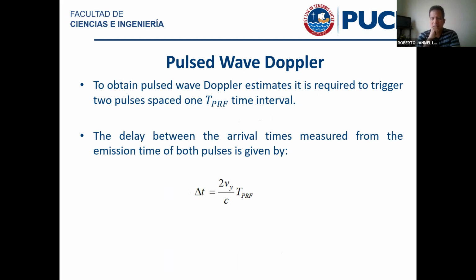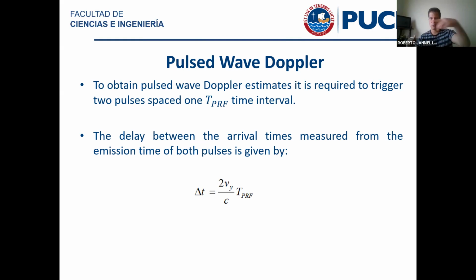Now, technically speaking, if you're triggering your apparatus twice, with a separation of T_PRF, where PRF is the acronym for pulse repetition frequency, so T_PRF is the period of the pulse repetition frequency, there's going to be a delay, delta T. And you can probably very easily convince yourself that delta T is going to be equal to 2 times Vy, Vy being the component of the velocity of the moving particles in the direction of the ultrasound beam.